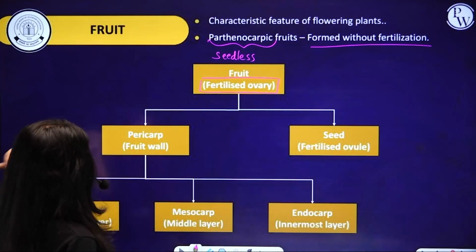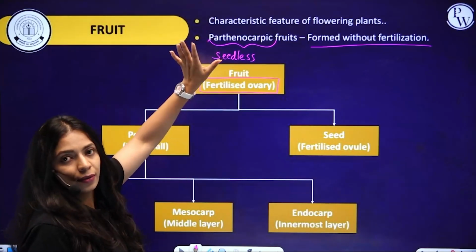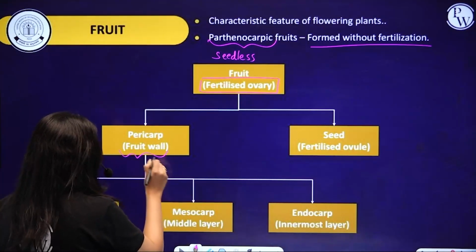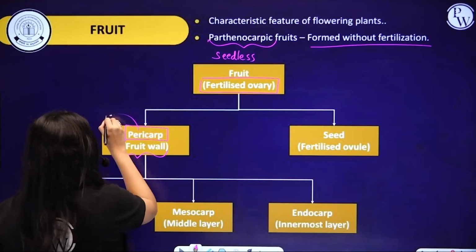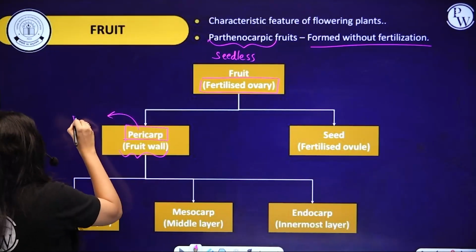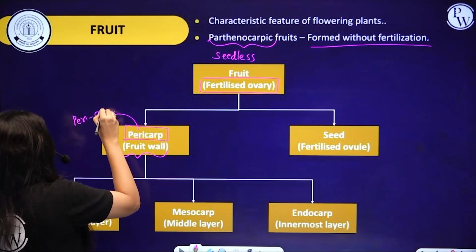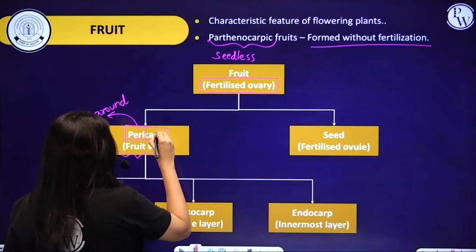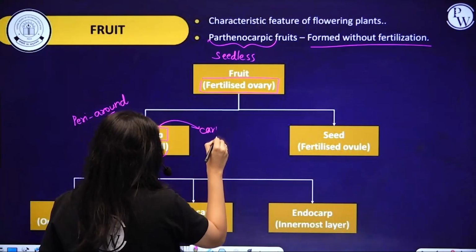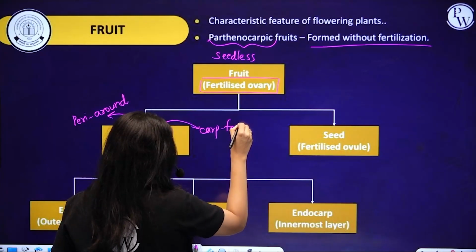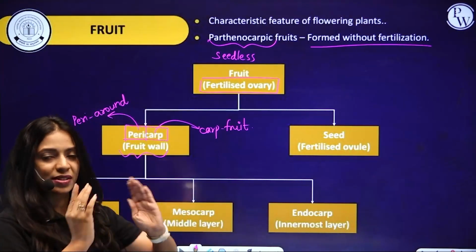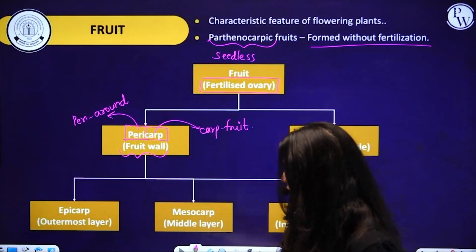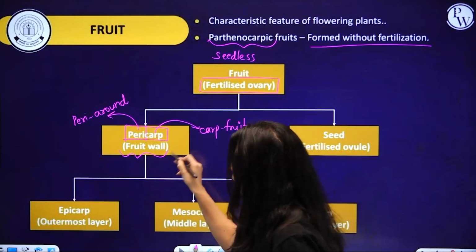Okay. Now, in fruits which are fertilized, you will find two parts. One is the wall of the fruit, which we call the pericarp. Peri means around. I already told you when I spoke about perigynous. Carp means fruit. So, what is present outside, around in the fruit? It is the fleshy part, the edible part usually in fleshy fruits. The fruit wall is called the pericarp.